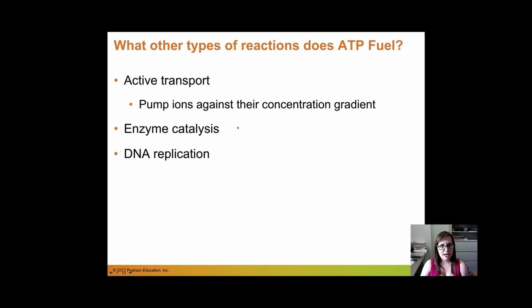So what types of reactions are fueled in the cell by ATP? A lot of things. These are just a few examples. When you want to pump anything against its concentration gradient, which is called active transport, you need to spend some ATP. Some enzyme catalysis reactions, DNA replication, and building proteins take ATP. They're not favorable reactions, so we couple ATP to make them occur.